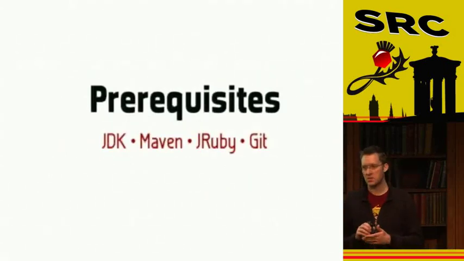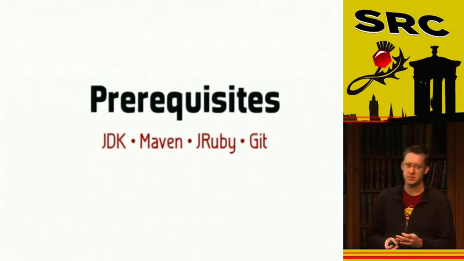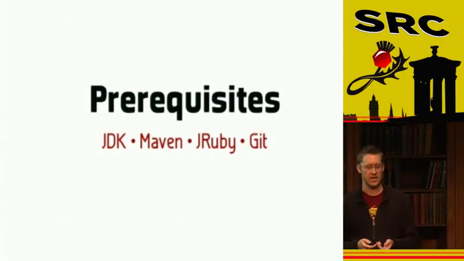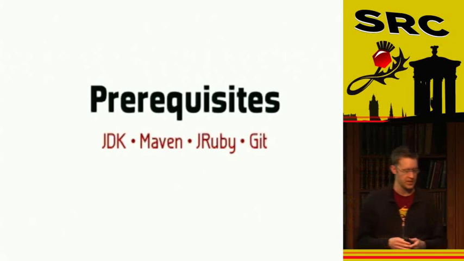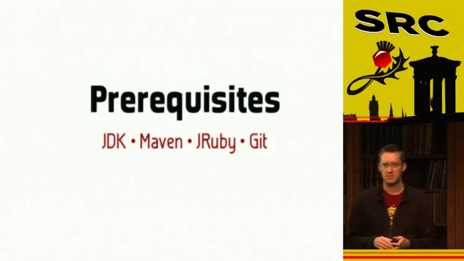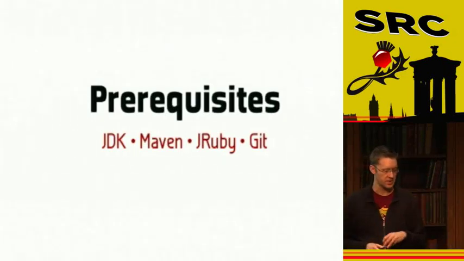The prerequisites are pretty small, and if you're already doing Java coding, you probably have most of these. You might need to install JRuby if you don't have it. There's a number of ways you can do that. You can go to jruby.org. There's a download page. You can get it through RVM if you use RVM. And then of course, you just need Git because the project is in a Git repository.